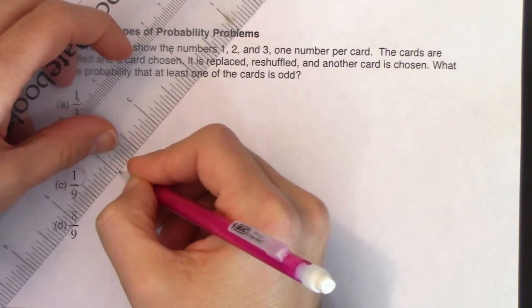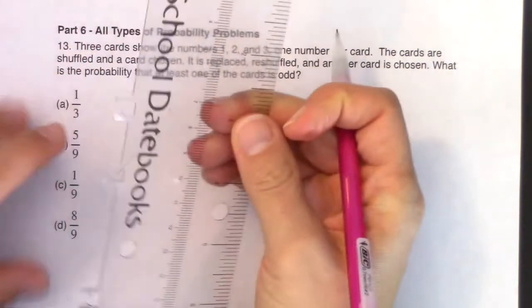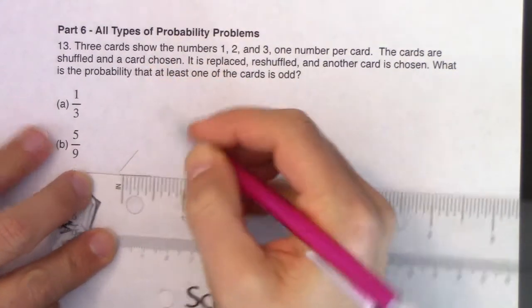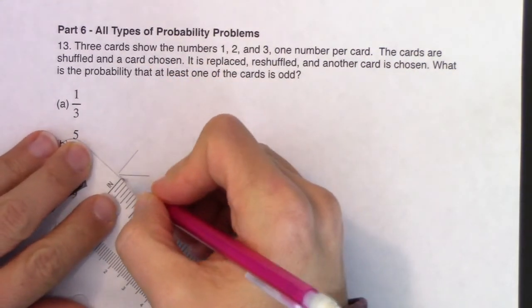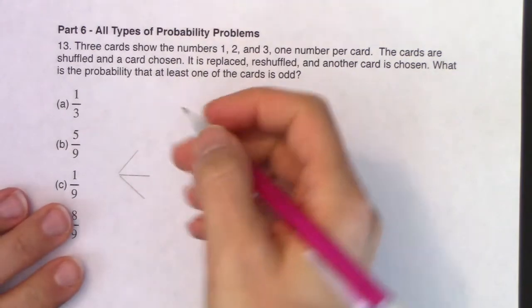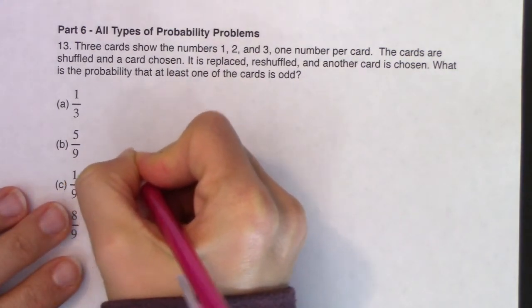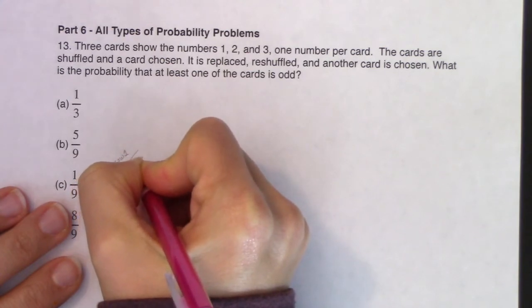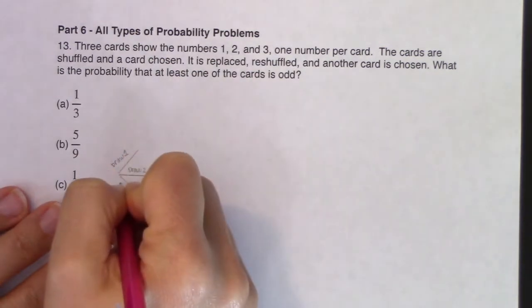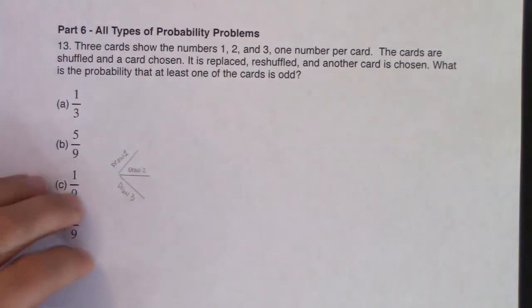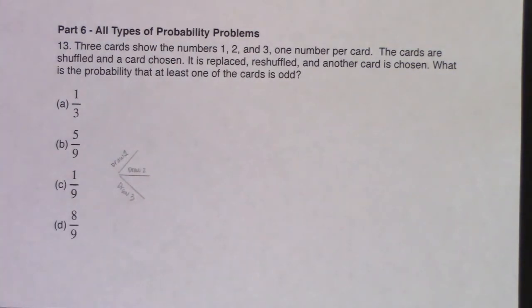Now this is slightly different in that I have 3 branches for my tree because I had 3 different cards I could select. So I could draw a 1, I could draw a 2, or I could draw a 3. So this is slightly different. Usually we do 2 branches, but this one had 3, same principle, so we're going to practice it.